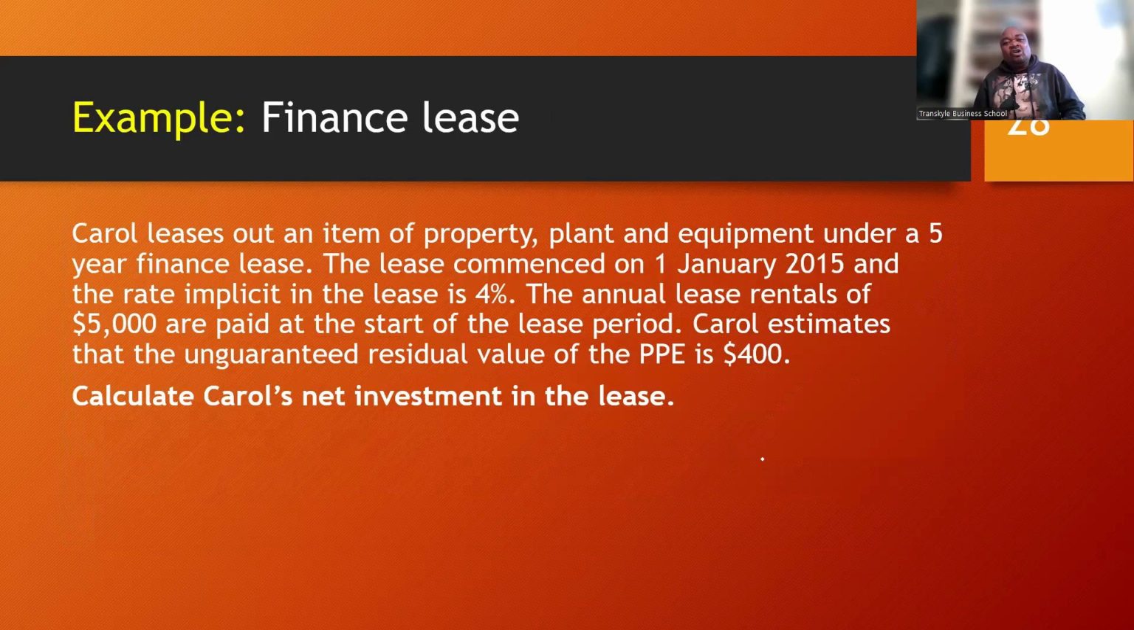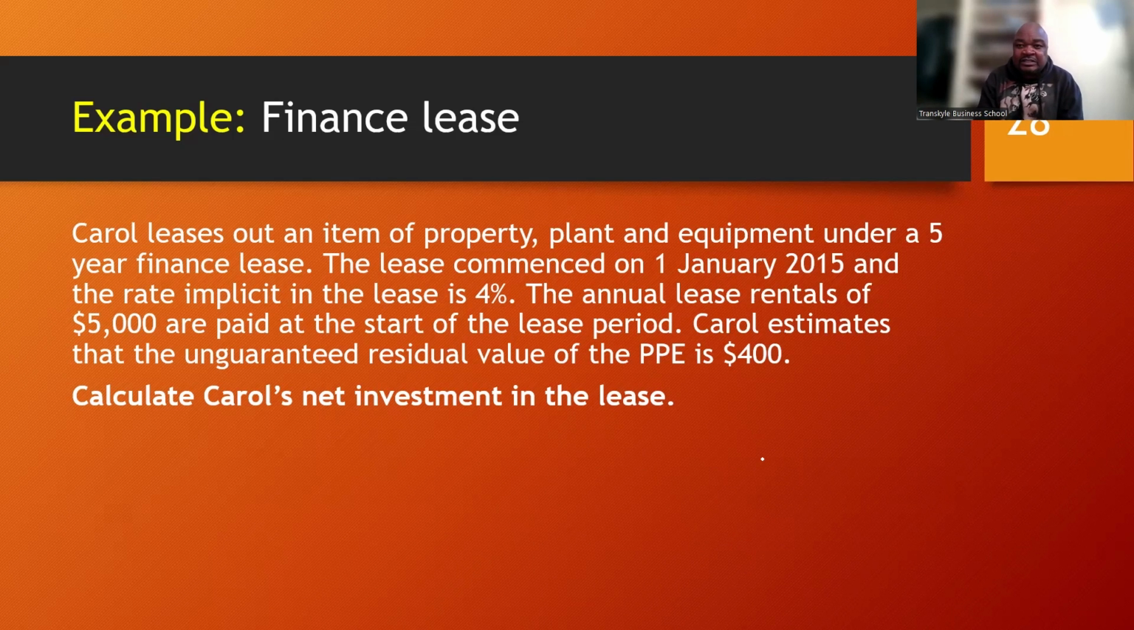Now, finance lease. Caro leases out an item of property, plant, and equipment under a 5-year finance lease. The lease commenced on 1 January 2015, and the rate implicit in the lease is 4%. The annual lease rentals of $5,000 are paid at the start of the lease period. Caro estimates that the unguaranteed residual value of the PPE is $400. Calculate Caro's net investment in the lease.